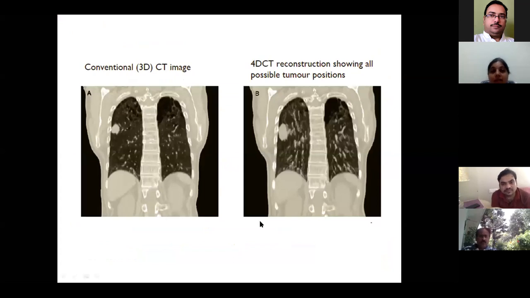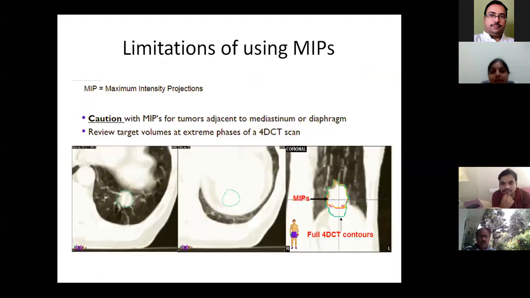So with the 3D conventional CT image, it's a snapshot, so you might not be able to assess the motion. Here, because you are tracking, you are able to assess the motion of the target through its entire trajectory.